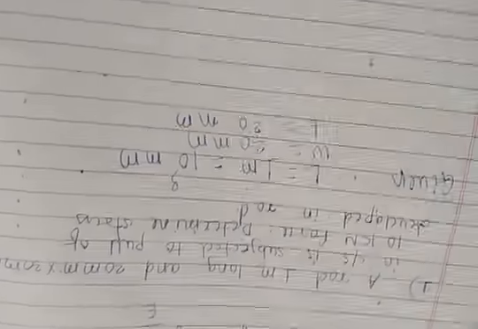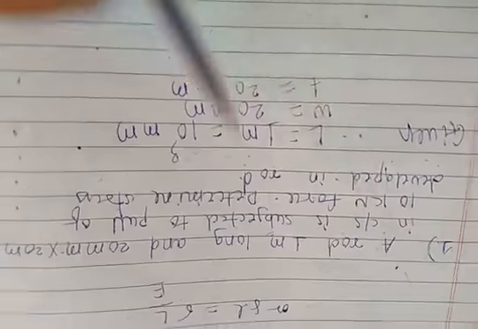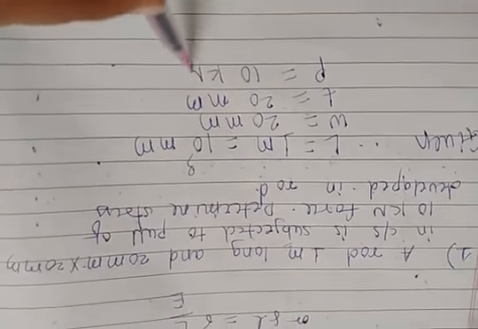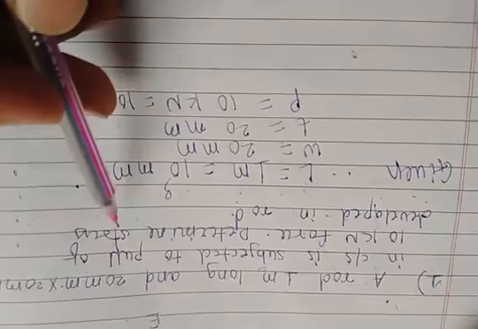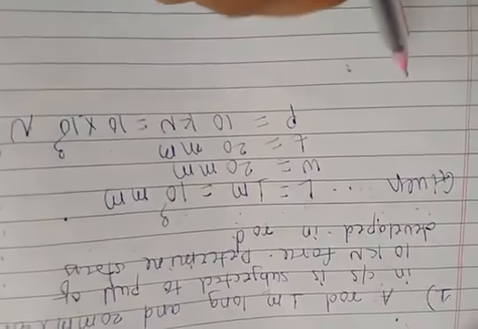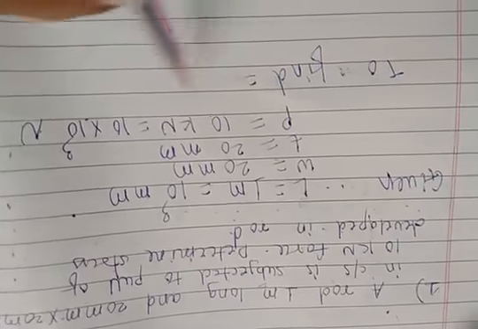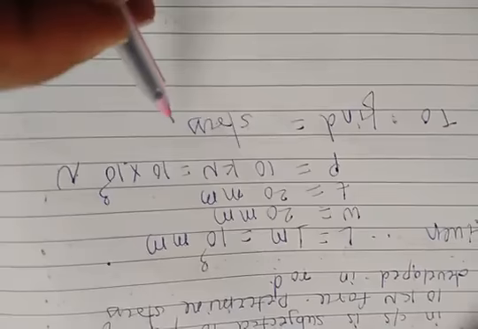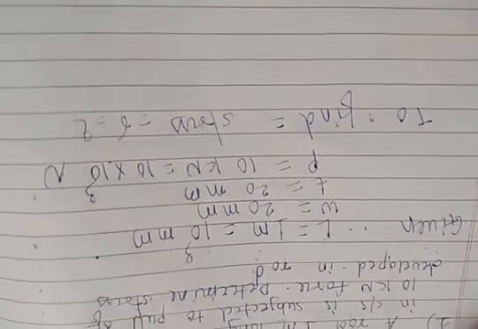It is subjected to a pull force of 10 kilonewton. So the force is also given here as 10 kilonewton, or you can write 10 into 10 raised to 3 Newton. Determine the stress developed in the rod. So we have to find the stress, sigma, developed in the rod.